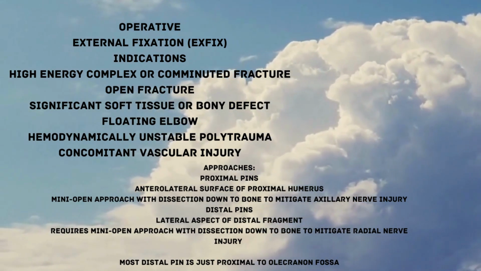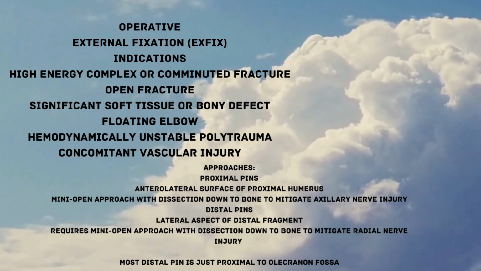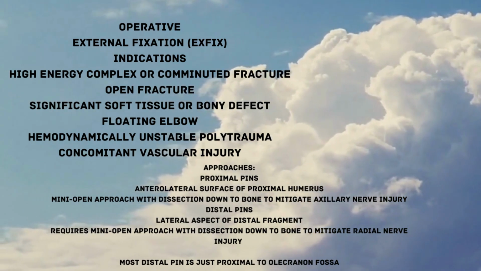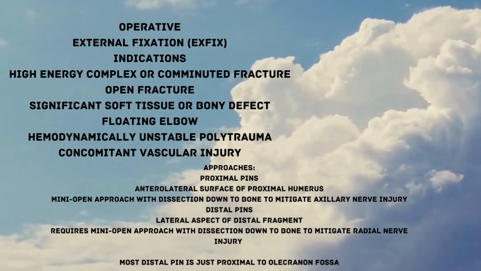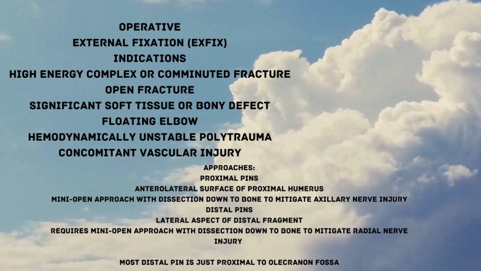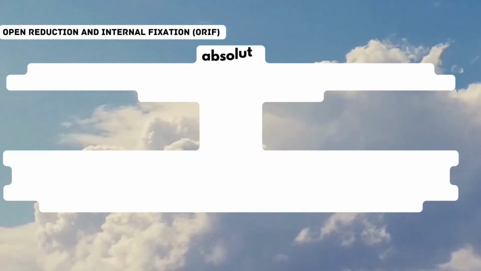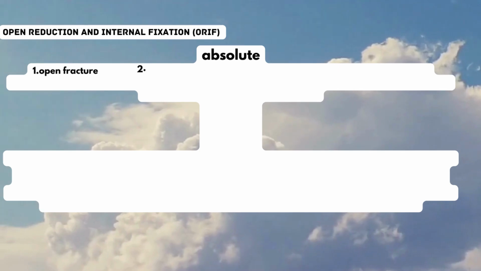And the distal pins, on the lateral aspect of the distal fragment, require a mini open approach with dissection down to the bone to mitigate radial nerve injury. The most distal pin is just proximal to the olecranon fossa. What are the indications for open reduction and internal fixation?